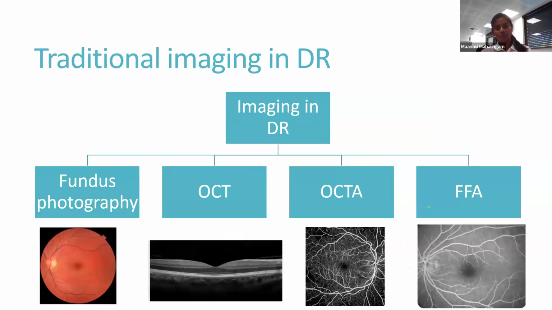So moving on to the actual topic. Today I'm going to talk about the traditional imaging in diabetic retinopathy. The first one is going to be fundus photography, and then OCT and OCT angiography. I don't know how many optometrists have the liberty to do fundus angiography, fundus fluorescein angiography, so I thought I would stick with the first three modalities.